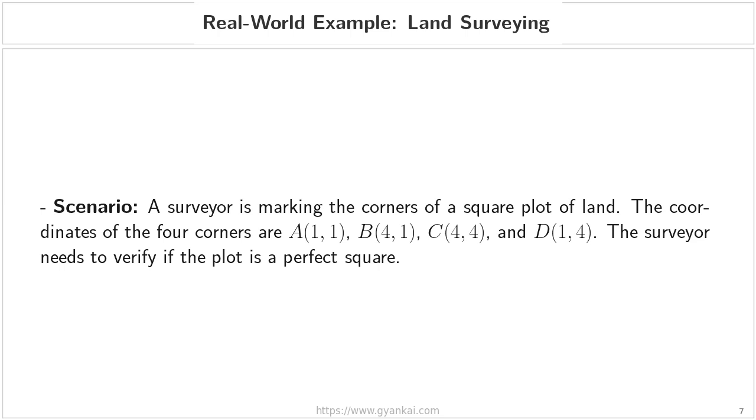Point A is at (1, 1), point B is at (4, 1), point C is at (4, 4), and point D is at (1, 4). Before any construction can begin, you must use the mathematical steps we just discussed to verify whether this plot of land truly forms a perfect square, or if it is actually a different type of quadrilateral, like a rhombus or a rectangle.